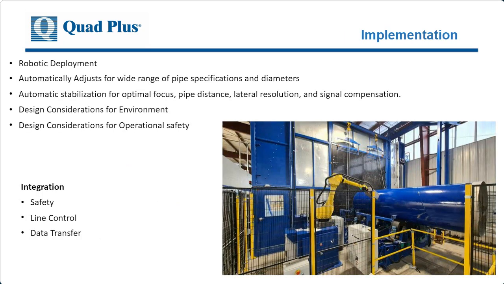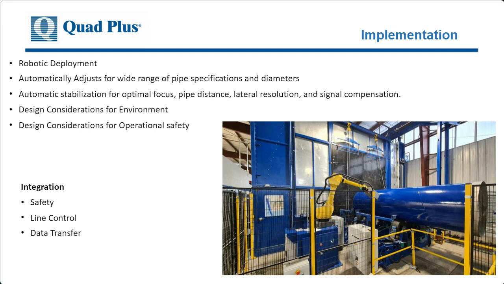So how do we implement this into an actual industrial environment in a pipe coating application? There's a few things that you have to take into effect. One, the pipe is moving. The pipe is traversing out of the pipe coating station. The pipe is also rotating. And they can also run many different pipe diameters as well.